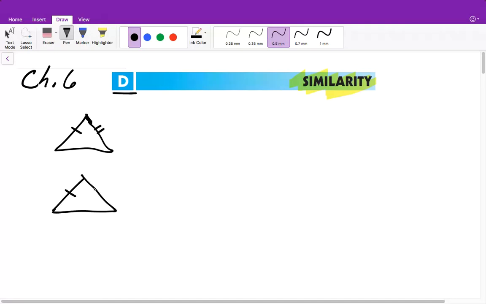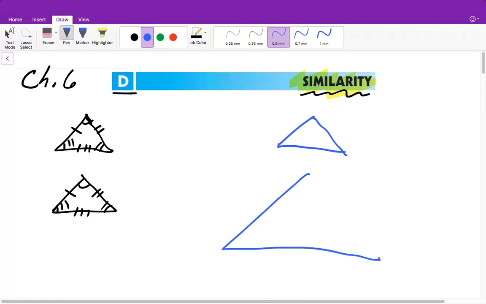They were identical. If we put them on top of each other, they would completely line up and match up perfectly. But we also knew that that meant all of our corresponding sides and angles were congruent, that they were all the exact same size, right? But now with similarity, that's going to be a little different. In similarity, we can have two triangles that are the exact same shape, but they do not have to be the exact same size, right? One is an enlargement of the other. And we're going to talk about this in detail.